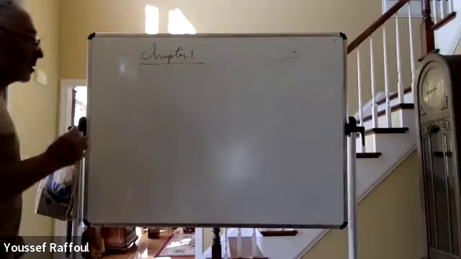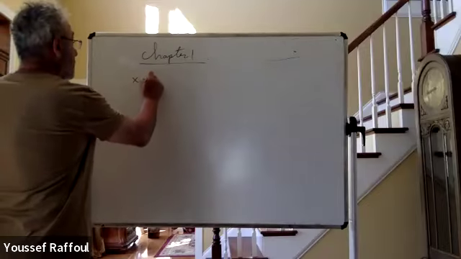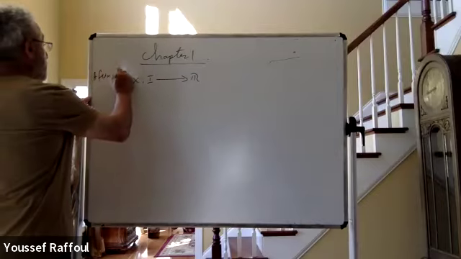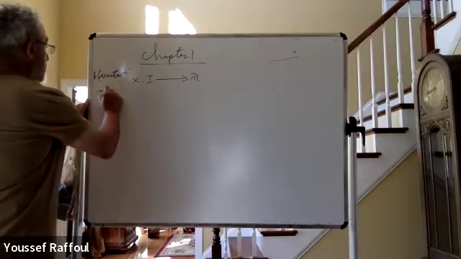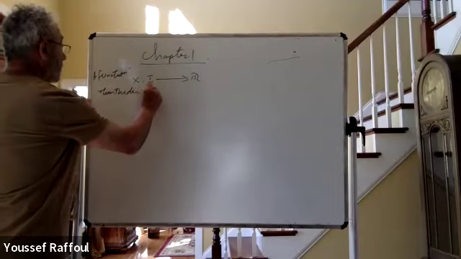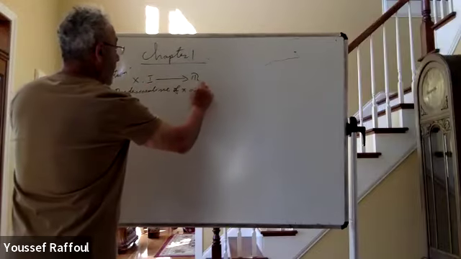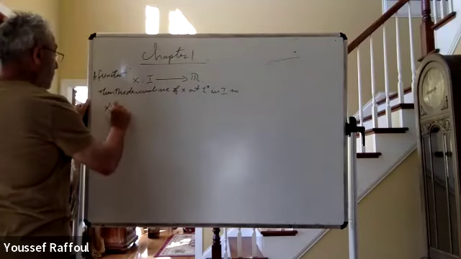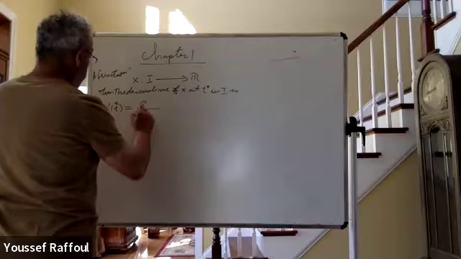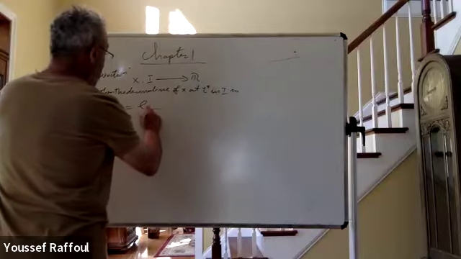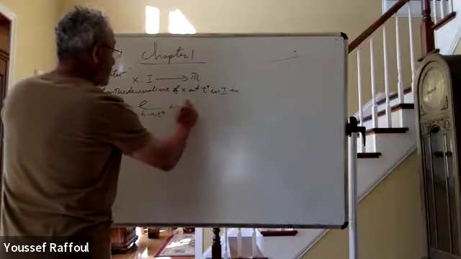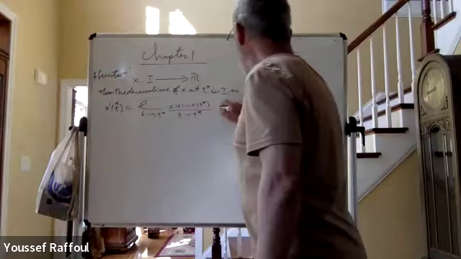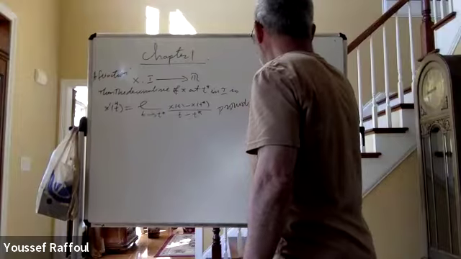So we're going to take a look at, let's say we have a function x from an interval I to R. Then the derivative of x at t star in I is denoted by x prime of t star, equal to the limit as t approaches t star of x of t minus x of t star divided by t minus t star, provided the limit exists.